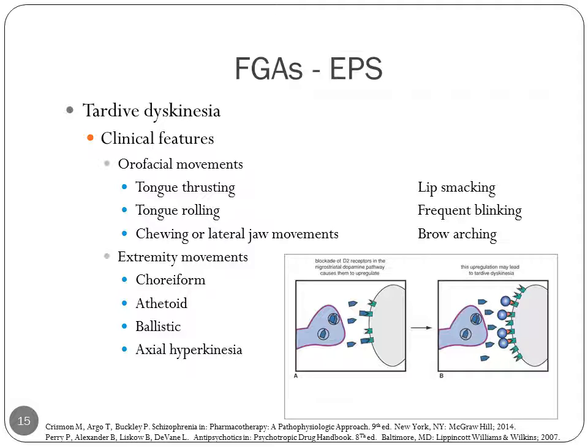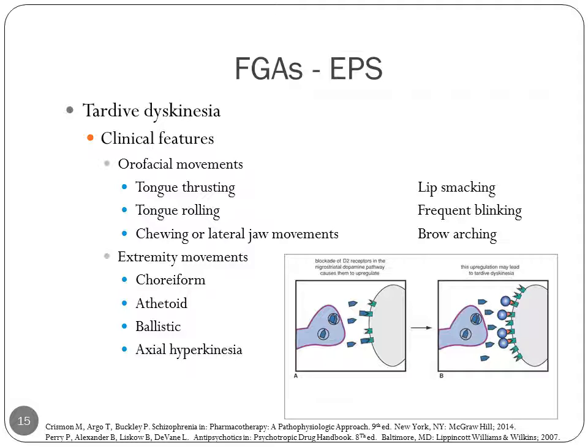With this long-term blockade of dopamine 2 receptors, you can actually get upregulation of receptors. So you can imagine if the few receptors we have are blocked, the body will actually produce more receptors. And then once you get this increased amount of receptors, this can lead to hyperkinetic movements. And this is because the receptors are trying to overcome that drug-induced blockade.